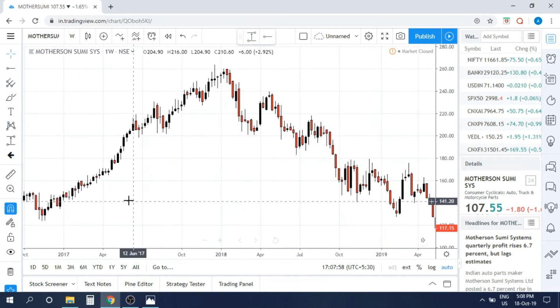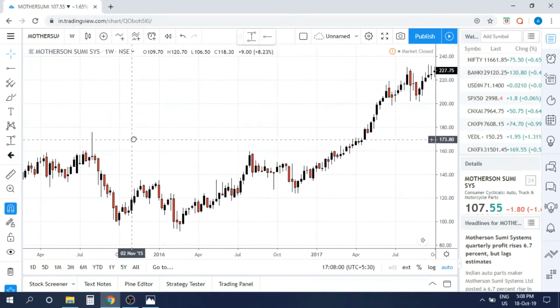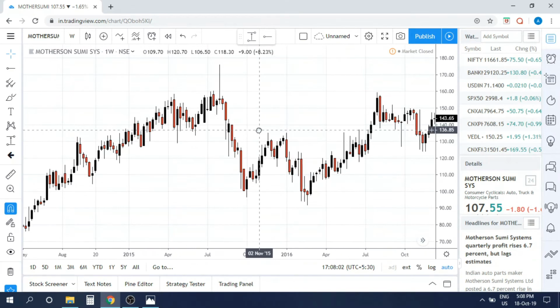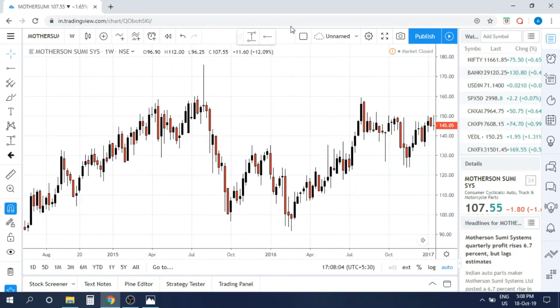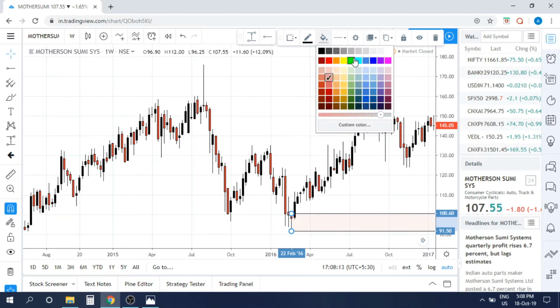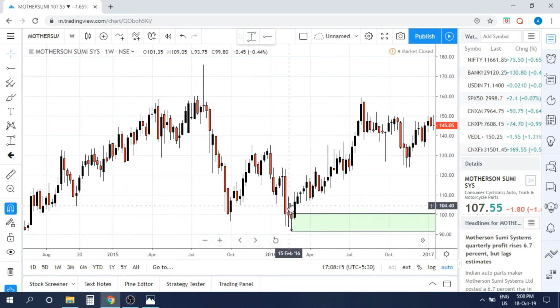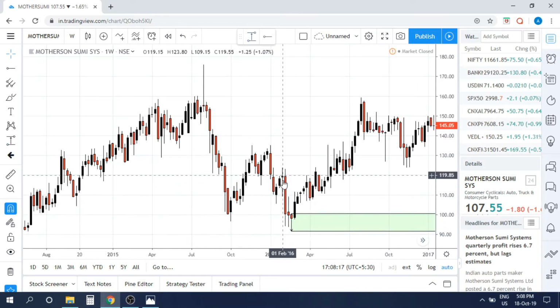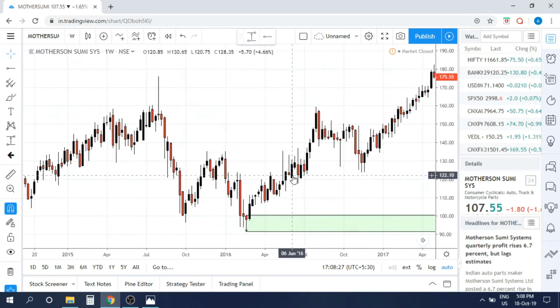We have to look left. Let's see if we can find something. Yes. So if we combine these two and take this as a zone as a whole, then this has already been tested. Price went up, went down, and again went up. And this was the entire compression area, right?